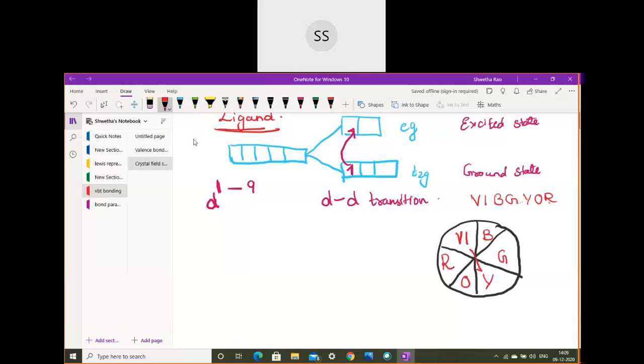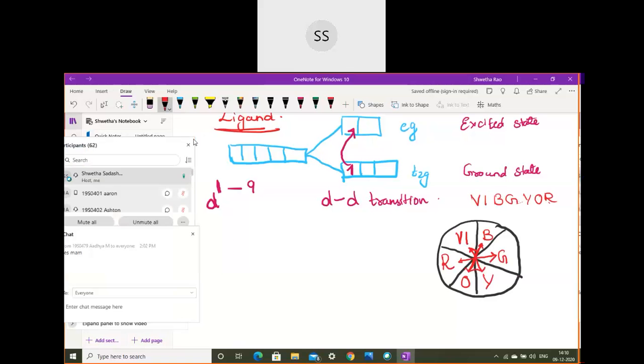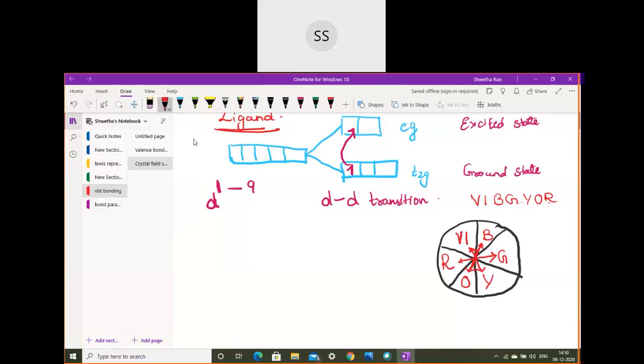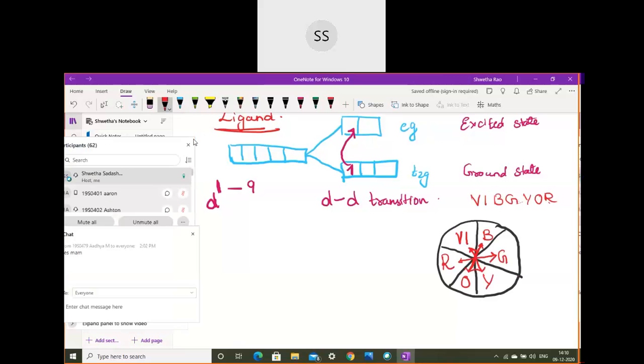So if the complex absorbs violet color, then the color opposite to that is yellow. So yellow color will be shown by them. Suppose it is blue color which is being seen, that means orange color is being absorbed. And if they are absorbing, then that particular complex will appear green to you. So whatever color they absorb, the complementary color to that will be shown out.